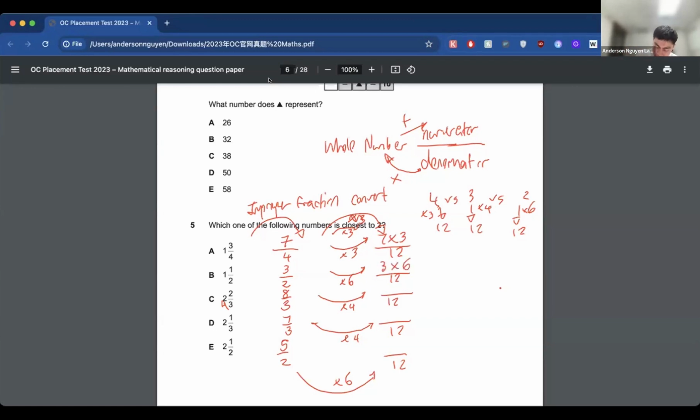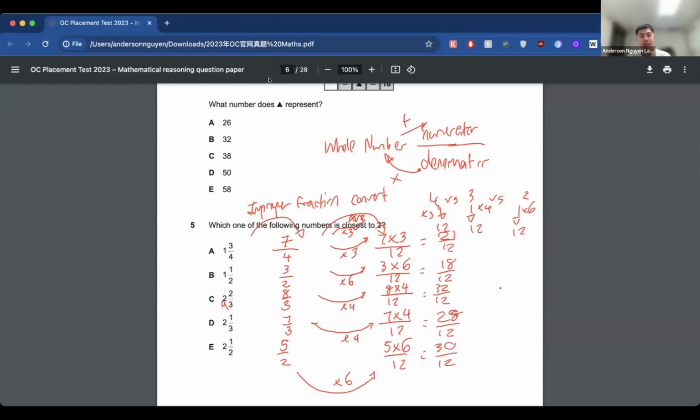And for C, 3 times 4 is 12. So the top number has to times by 4 too. 8 times 4. And we'll just repeat that for the bottom two. Whatever you times to the bottom, you do the same to the top. Now you just have to see what your new numerator is for all of these fractions that share the same bottom of 12. 21 over 12, 18 over 12, 32 over 12, 28 over 12, and 30 over 12.